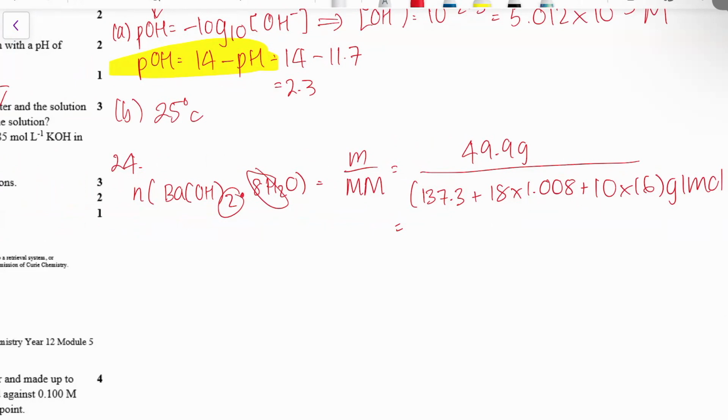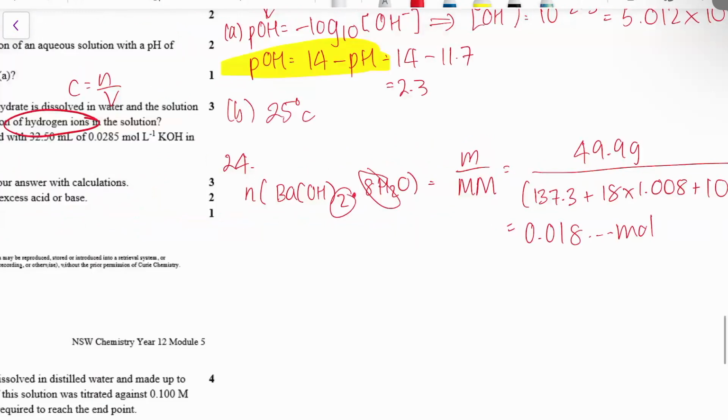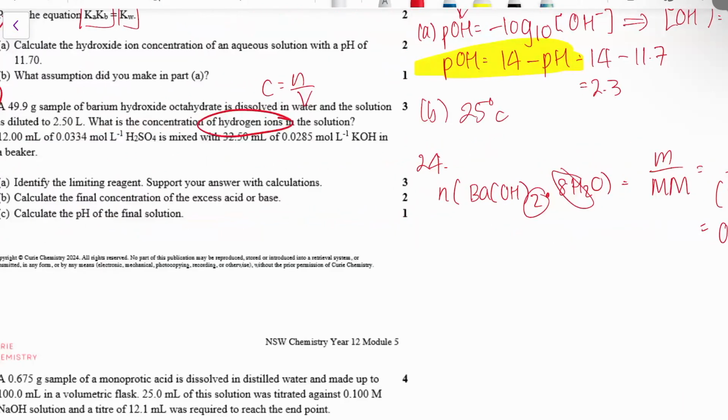That's 0.018 and so on. And then now that we've got moles, I've got moles of the entire chemical, but with bases, I want to work with just the hydroxide. I'm going to convert from hydroxide ions to hydrogen ions. I can't convert from the entire molecule to hydrogen ions.